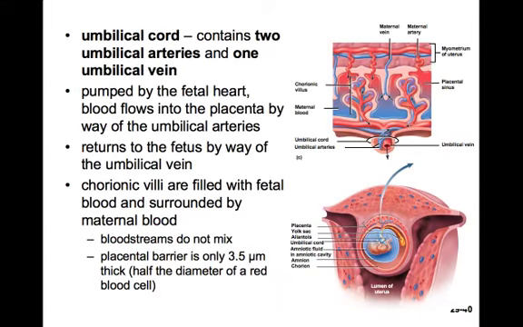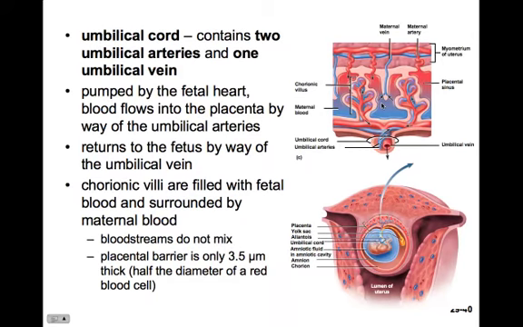The umbilical cord contains 2 umbilical arteries and 1 umbilical vein. The circulation of the placenta on the fetal side is pumped by the fetal heart, and blood flows into the placenta by way of the umbilical arteries, and it flows out by way of the umbilical vein. The chorionic villi are filled with fetal blood, and they're surrounded entirely by maternal blood.